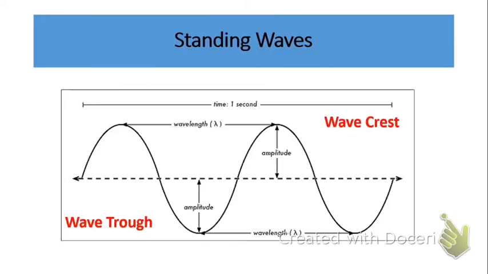Now, standing waves all have certain characteristics that you need to be familiar with. The antinodes generate those high and low points, which we call either a wave crest or a peak. Sometimes the wave crest is called a peak, or a low point, which is called the trough or the wave trough. All right.